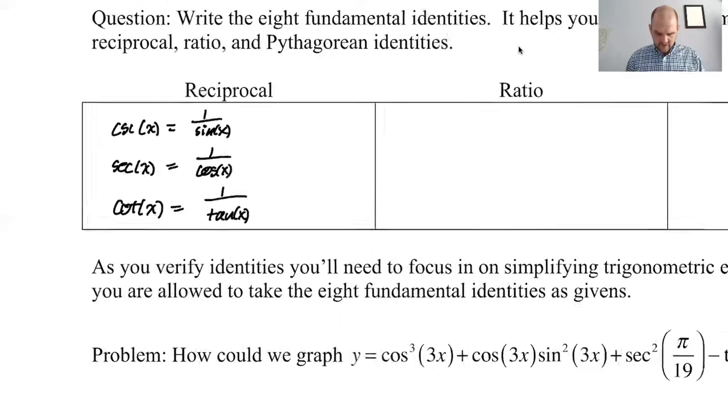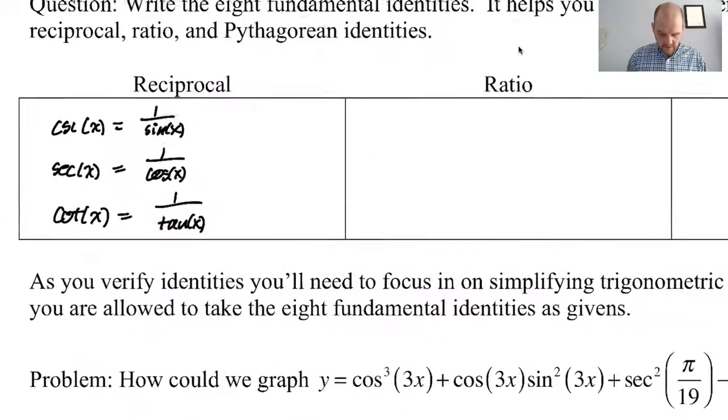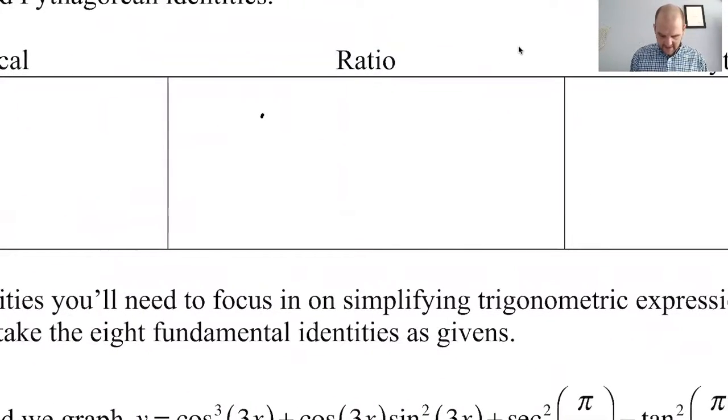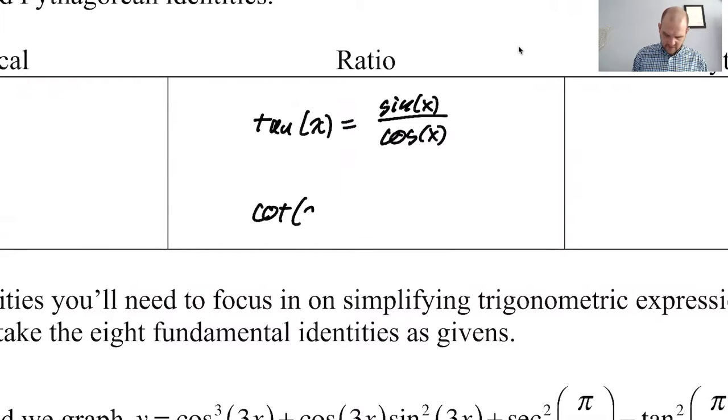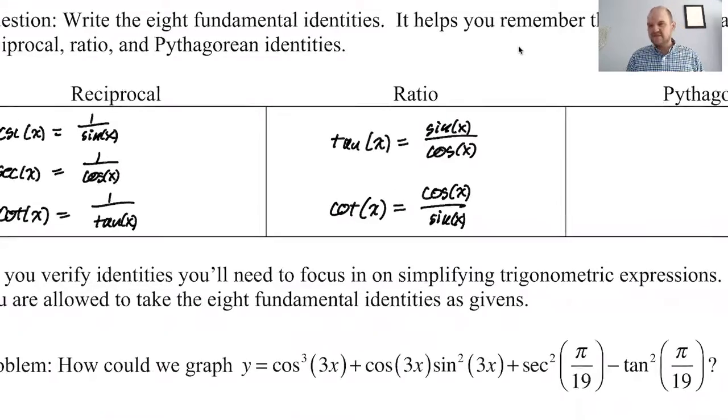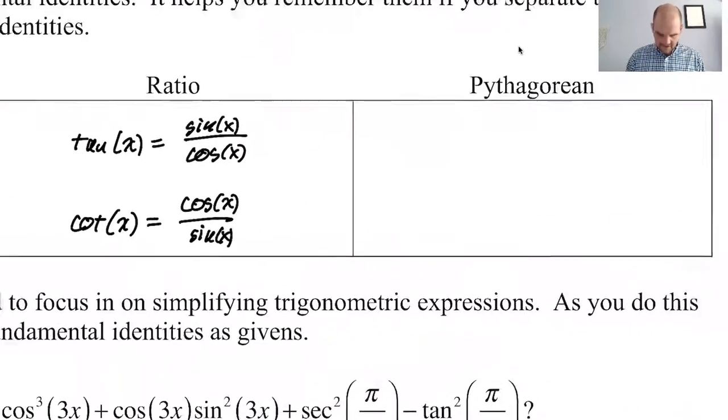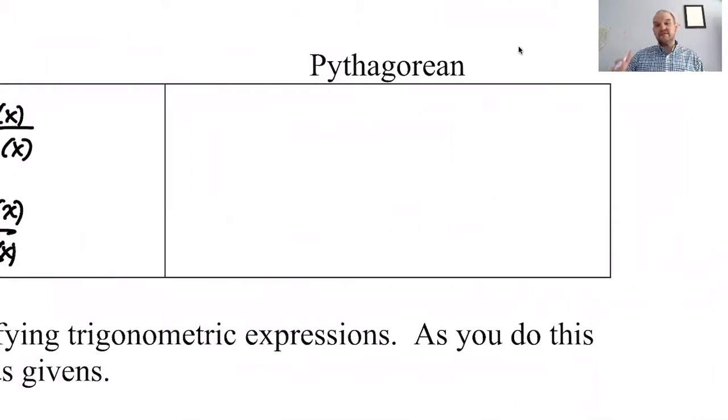All right, so those are our reciprocals. Those are by definition, basically. Ratio identities, these involve tangent and cotangent. So tangent is going to be sine over cosine. And then cotangent, because cotangent is the reciprocal of tangent, we're just going to take the reciprocal of the ratio we just wrote, so cosine over sine. We used this when we were graphing tangent and cotangent. We used those identities. And the Pythagorean, so these are a really big deal, especially this first one.